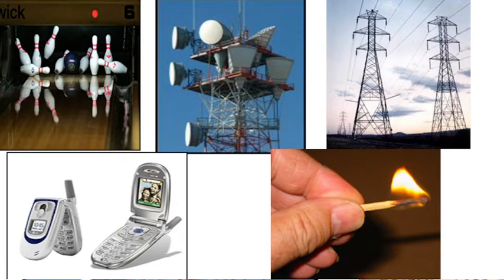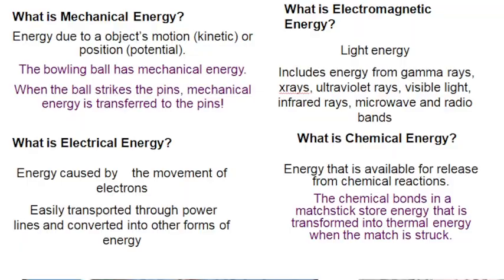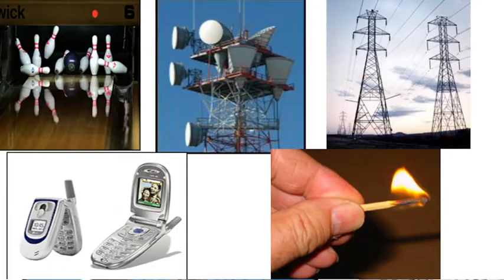Okay, so then what is electrical energy? Electrical energy means energy caused by the movement of electrons, easily transported through power lines and converted into other forms of energy, by which our fans and lights are working in our homes. Okay, you see here, these are the electrical energy transformers, the 11 kV line.